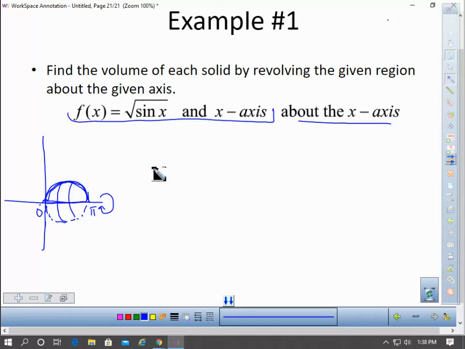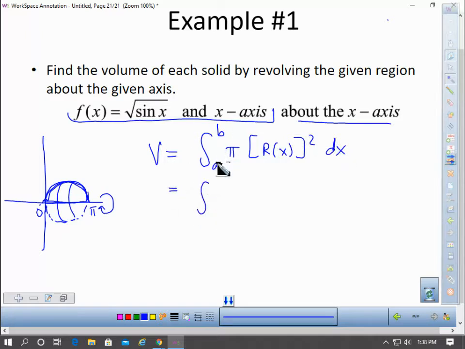All right, so now I want the volume of this thing. The volume formula is the integral from a to b of pi times some radius equation squared, then dx. So I'm going to go from a to b. Well, I already know I'm going from 0 to pi, so that's pretty easy. And then it's pi times some radius squared, and then dx.